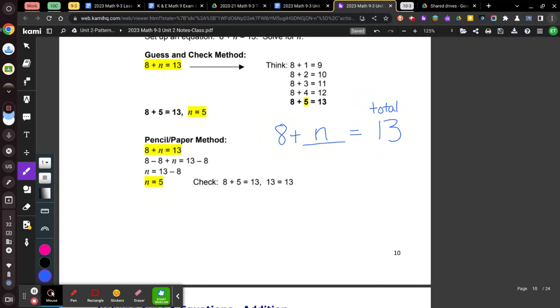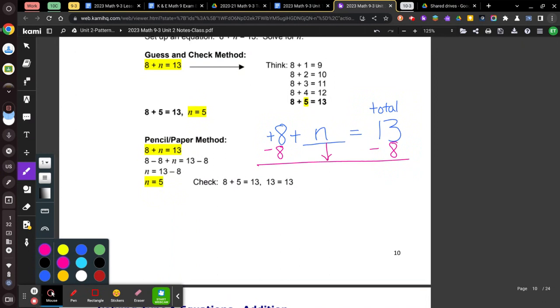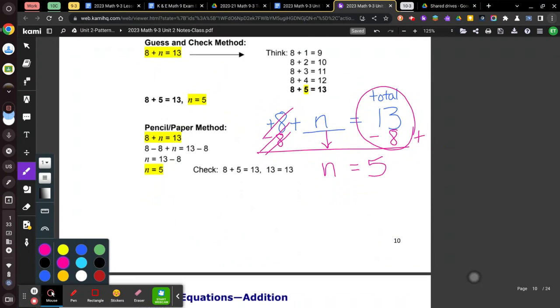Again, you can work backwards. This is a plus 8. The opposite of adding 8 is subtract 8. We subtract 8 from both sides. The N, the letter, slides down because that's what we're solving for. We're solving for the unknown number. The 8s cancel and disappear, and now I add up what's left over on the right, and I end up with a 5. So my answer is n equals 5.